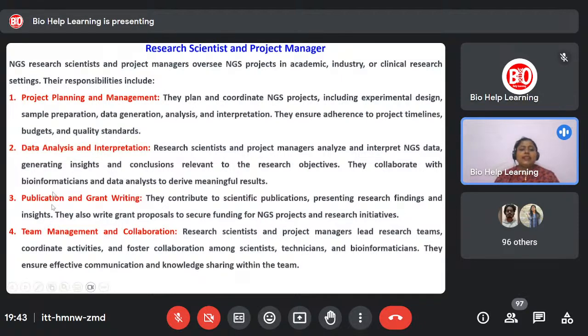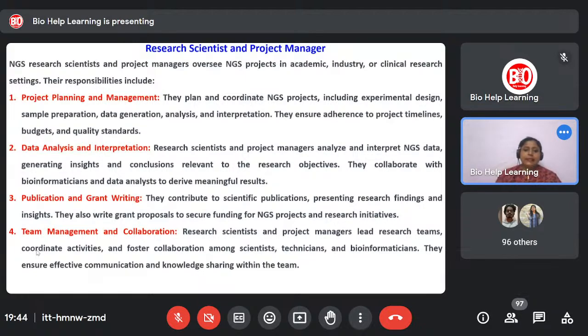Next is publication and grant writing. You analyze data, you come to the conclusion, but no one knows what you have done. So research scientists and project managers start writing papers and grant proposals, so that everybody publicly knows that these works are done by your group or by yourself. Fourth one is team management and collaboration. This is a major task done by research scientists and project managers. So these are the roles you have to play whenever you get this kind of position.